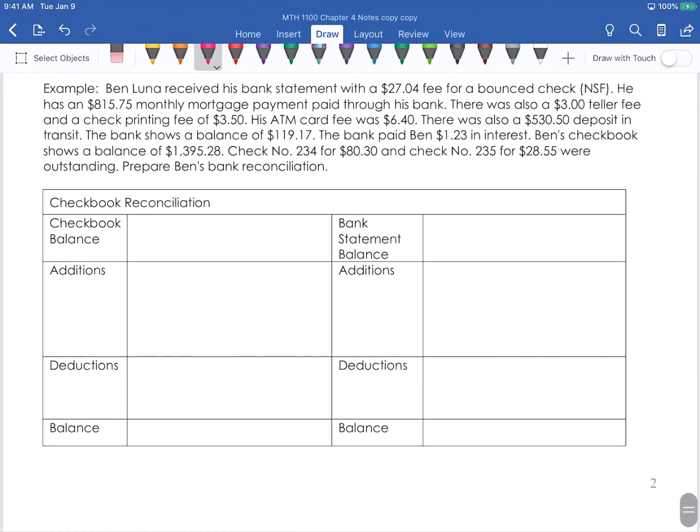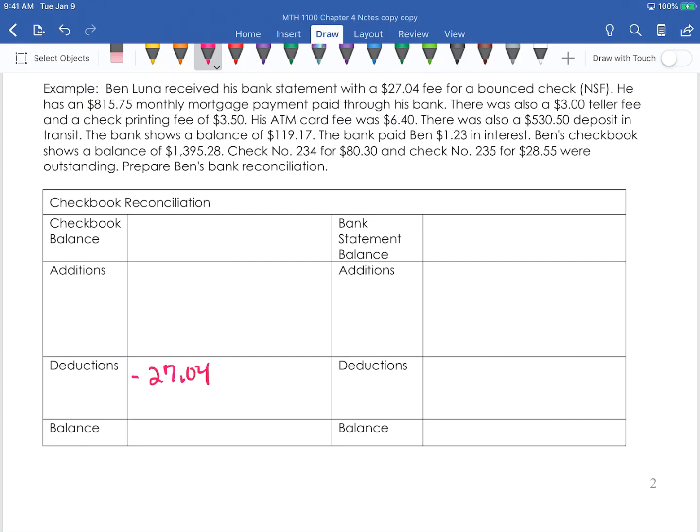Okay, last example. It says Ben Luna received his bank statement with a $27.04 fee for a bounced check. So this is a fee that's showing up on his bank statement. So we want to make sure that this fee is recorded in his checkbook. So under deductions, since this is a fee, I'm going to put minus $27.04.